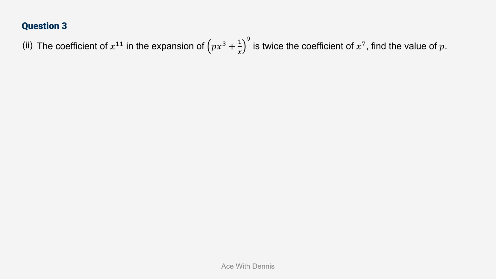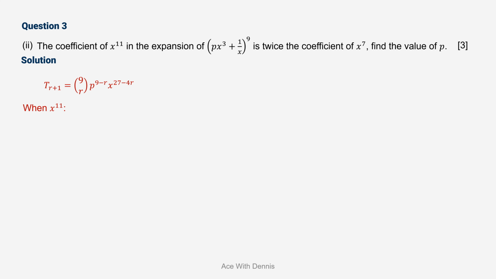Part 2. The coefficient of x to the power 11 in the expansion of px cubed plus 1 over x, all to the power 9, is twice the coefficient of x to the power 7. Find the value of p. 3 marks. Alright, so from part 1, we know that Tr plus 1 equals 9 choose r times p to the power of 9 minus r times x to the power of 27 minus 4r.